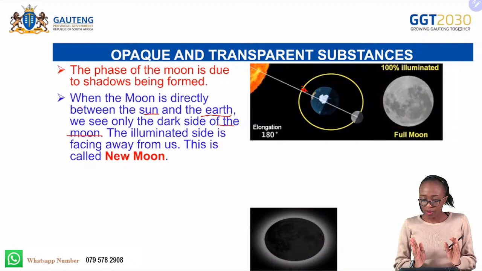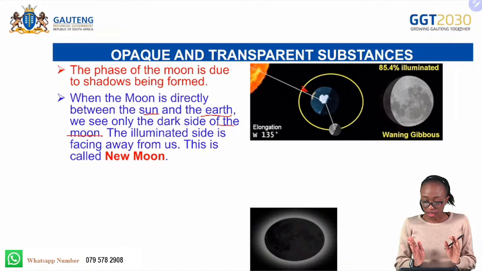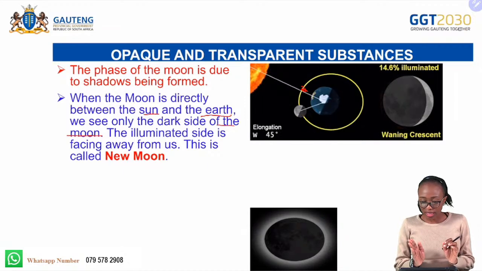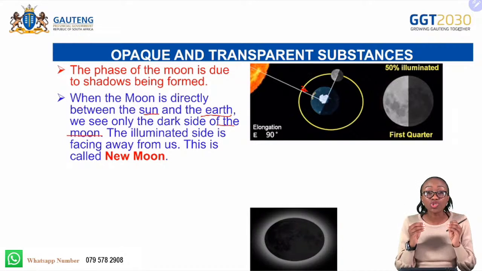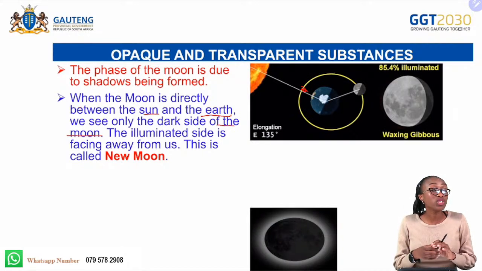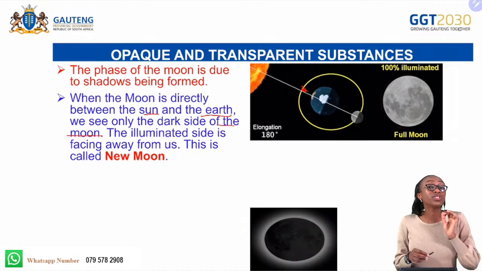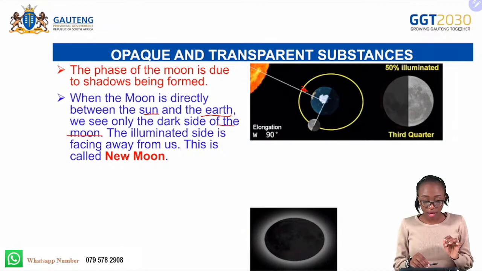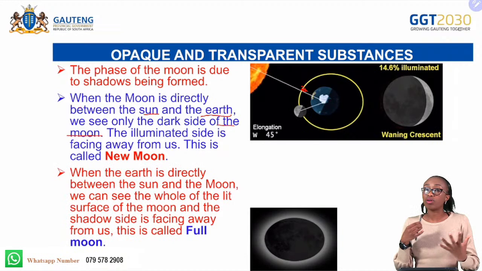If you look at the rotating video there, once it reaches the position marked red, it becomes dark. That is a new moon. It means that the moon is between the sun and the earth. Let's look at another position of the moon.